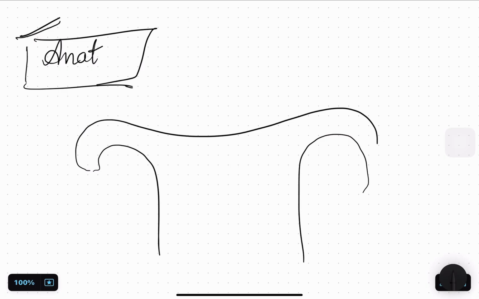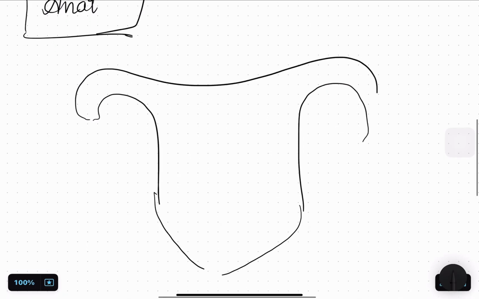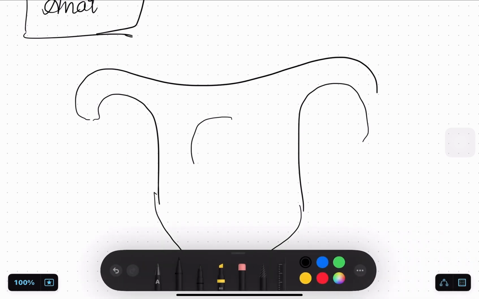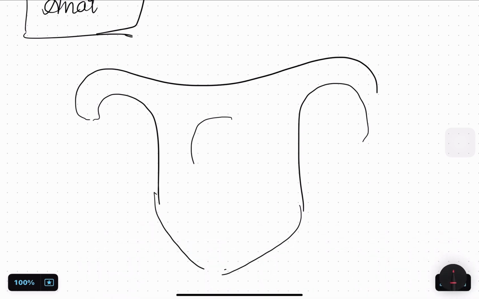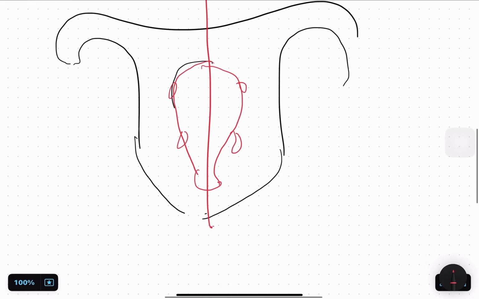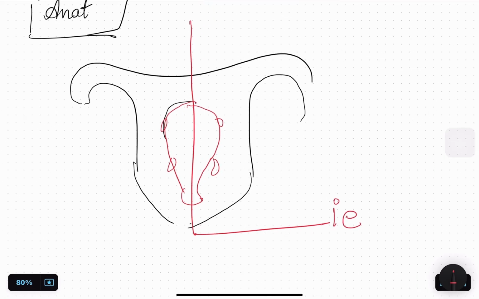So this is the uterus and here, for example, there is a baby. First definition is lie. I have a pictorial memory for this.